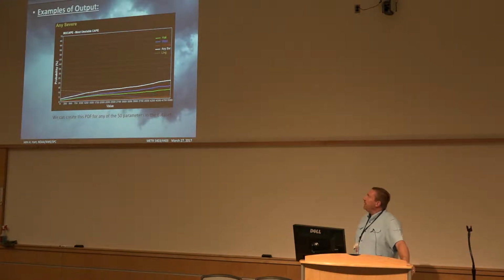This is MU CAPE. And this is one that was in the talk that Ariel gave and the videos that you watched. But you can see that in general, there is a slightly increasing probability of severe the more CAPE you have. And you would see this with ML CAPE or SB CAPE or just about any CAPE parameter. A little more CAPE means a little higher probability, but not a lot. It's a pretty flat slope.